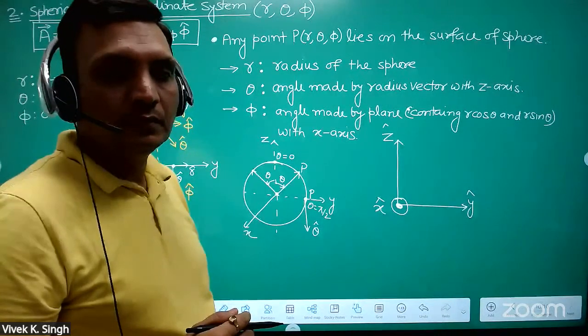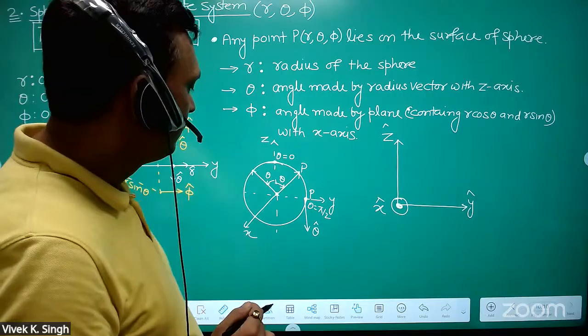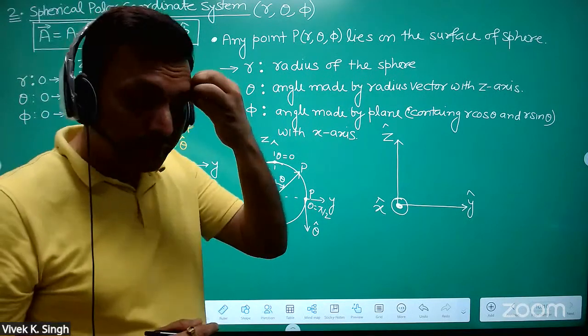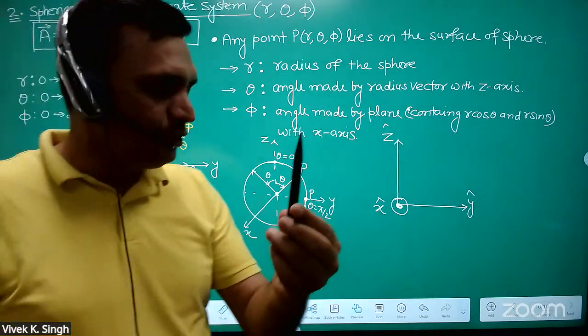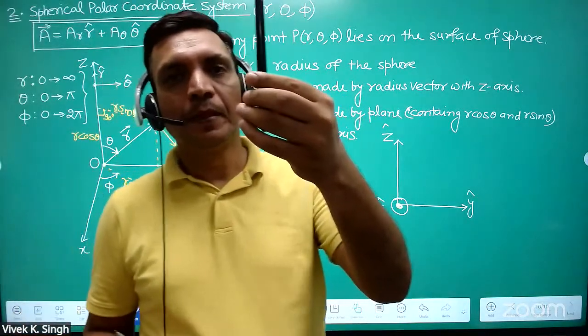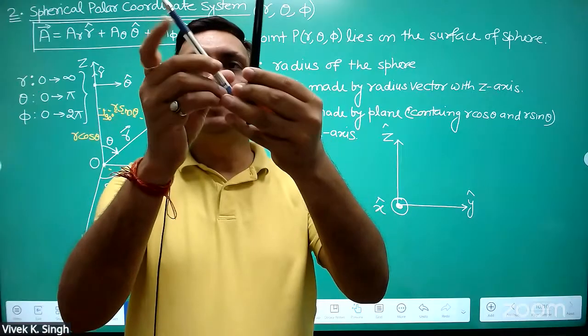For theta, sir, that is 0 to pi. Could you please explain once more? Theta 0 to pi. Okay, let me take, yes. Let's assume this is the z axis and there is a point P in the upper hemisphere.